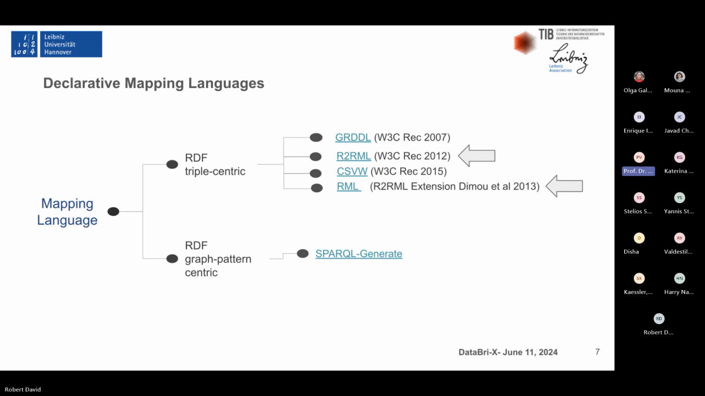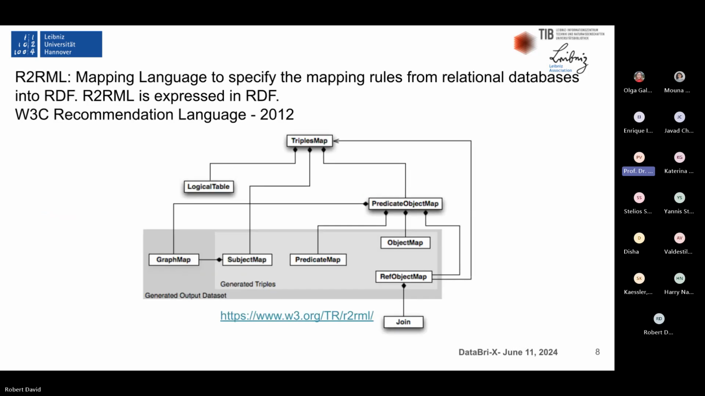Just to recap, what is RML? R2RML is a mapping language that is able to specify mapping rules for relational databases into RDF. What is interesting about this mapping language is that, first of all, it's a recommendation language for specifying these mappings.